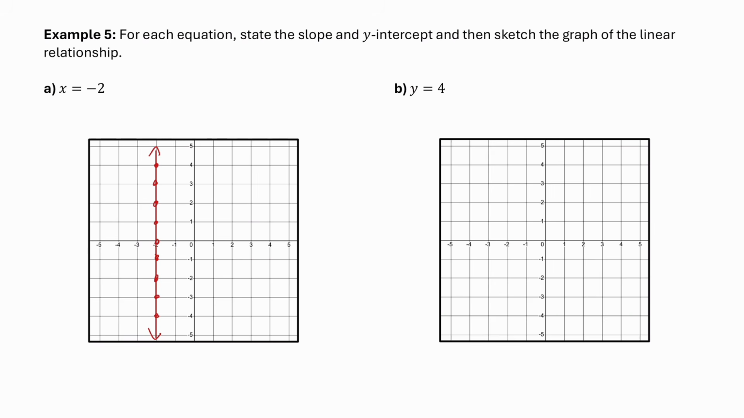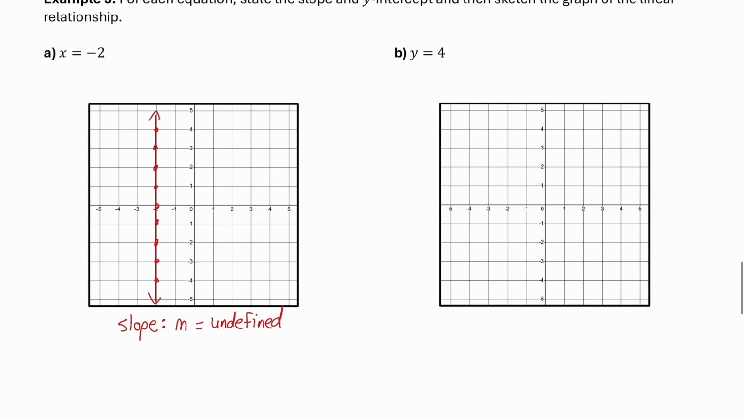The slope of all vertical lines, which I'll use m to represent, is always undefined. And that's because if you tried to do rise over run between any 2 points, there would be a rise, but there would be no run. So the run would be 0, and division by 0 is undefined. And the y-intercept of this line, well, this line never crosses the y-axis. They're parallel to each other, so there is no y-intercept.